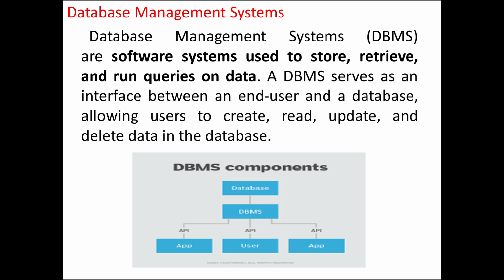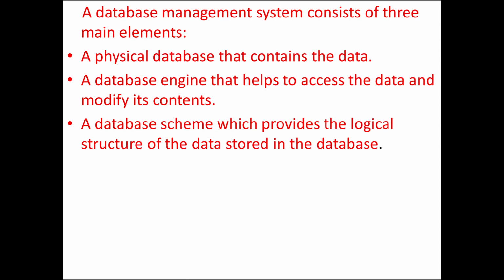The various components of a database management system are the database, the database management system, and various applications and user-generated applications. It consists of three main important elements: the physical database, the database engine, and the database schema. The physical database may be used to store the data.